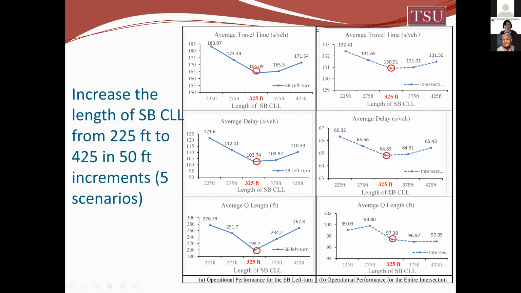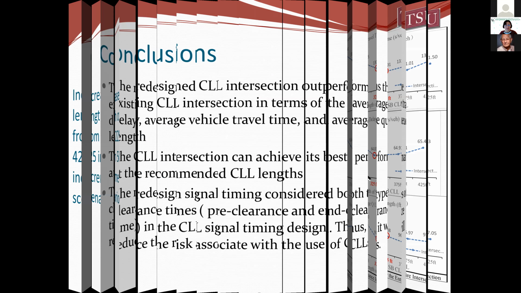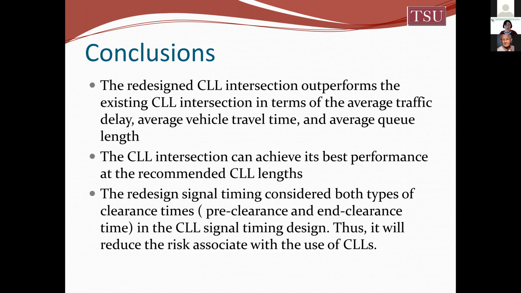So this case study proved that the method we proposed can provide good signal timing and a good recommendation for the Contraflow left turn lane length. It can reduce the average delay, travel time, and queue length significantly. As I mentioned, we also fully consider all the clearance time, so the intersection will also have fewer safety problems. This is the conclusion for this case study.